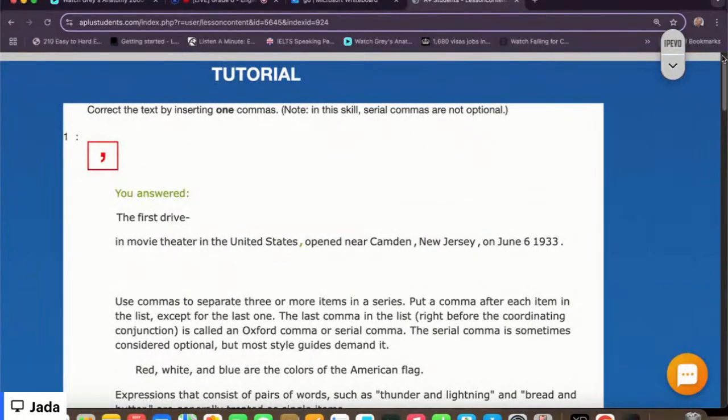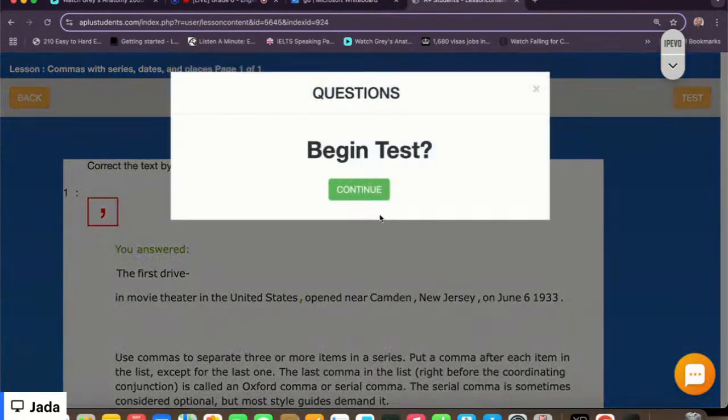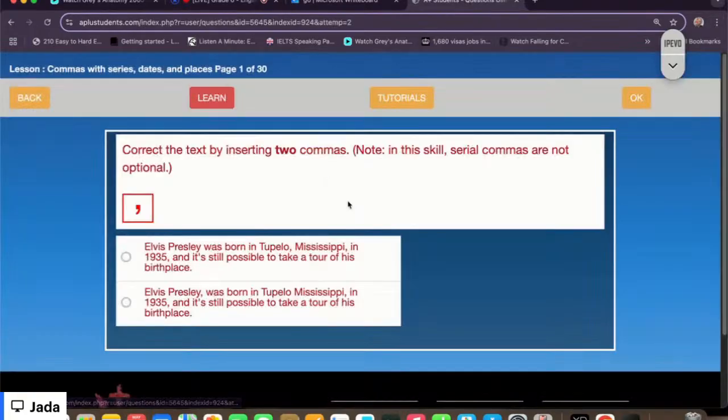Move on to the test. You can share your answers with me. All right, so we have: correct the text by inserting two commas. So you need to insert two commas because this text is missing two commas. Elvis Presley was born in Tupelo, Mississippi in 1935, and it is still possible to take a tour of his birthplace. So first to second.